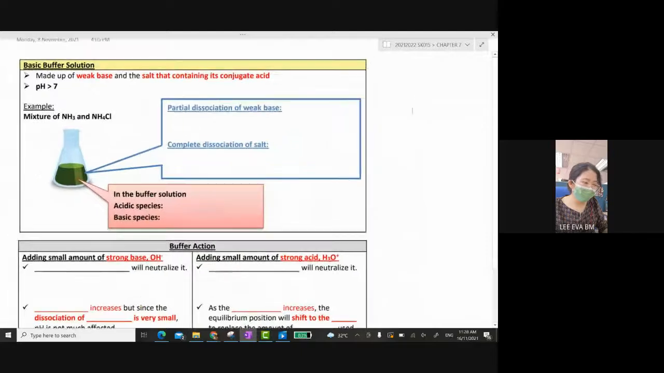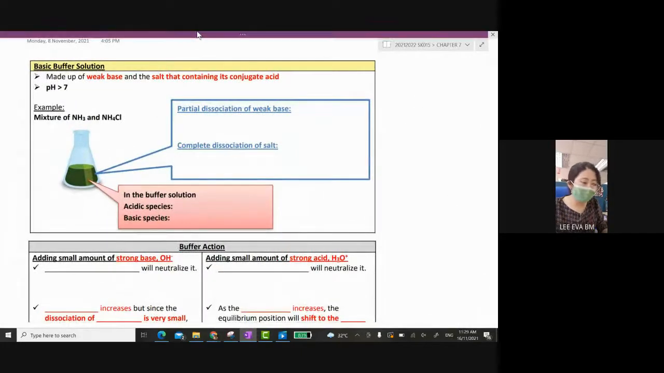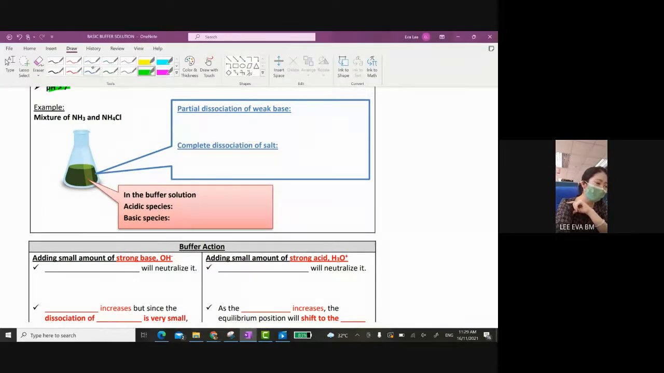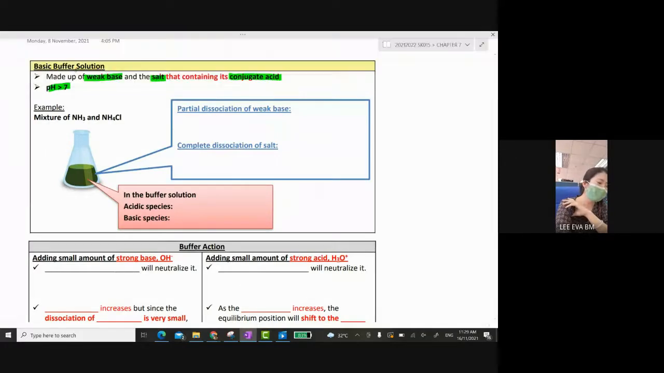Okay. So for the basic buffer, we have the weak base in the mixture. So weak base and the salt that contains the conjugate acid. So you will see that it is a pair, weak base, conjugate acid. So a basic buffer, of course, the pH value is basic, right? It should be more than 7, but slightly more than 7 only. So giving you the examples over here, we have the weak base NH3. You will want to write down over here, and then the salt that contains the conjugate acid. So in this case, the conjugate acid is your NH4 plus.